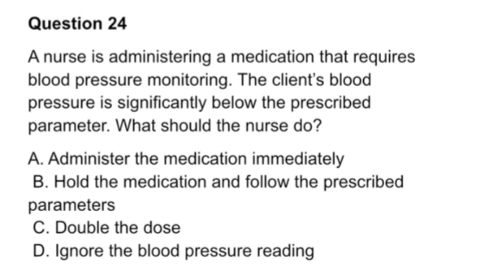Question 24. A nurse is administering a medication that requires blood pressure monitoring. The client's blood pressure is significantly below the prescribed parameter. What should the nurse do? A. Administer the medication immediately. B. Hold the medication and follow the prescribed parameters. C. Double the dose. D. Ignore the blood pressure reading.